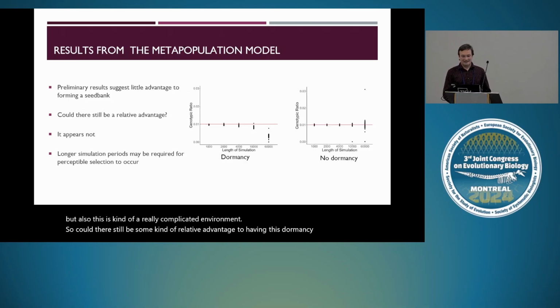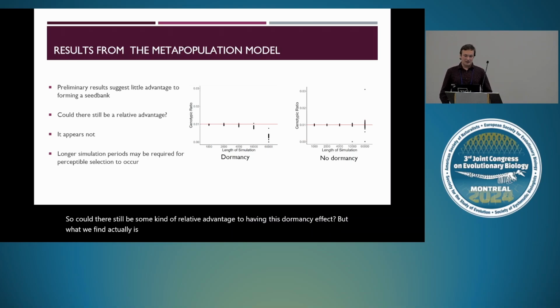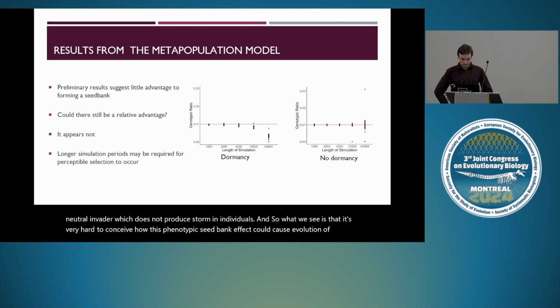And what we find actually is no. These dormant individuals do much worse than a neutral invader genotype which does not produce dormant individuals. And so what we see is that it's very hard to conceive how this phenotypic seed bank effect could cause the evolution of dormancy in a population.